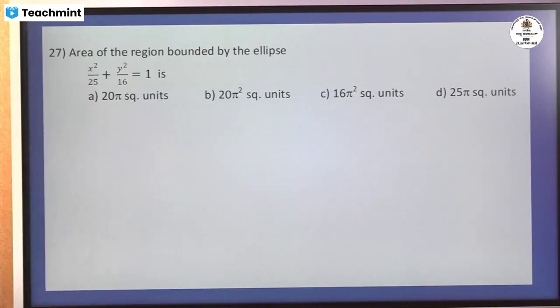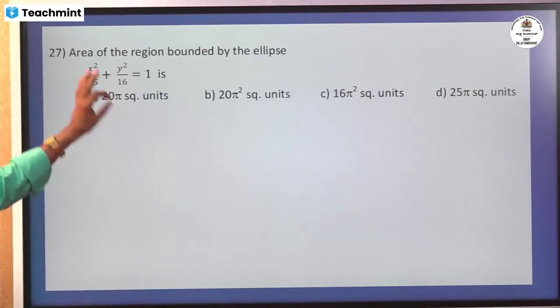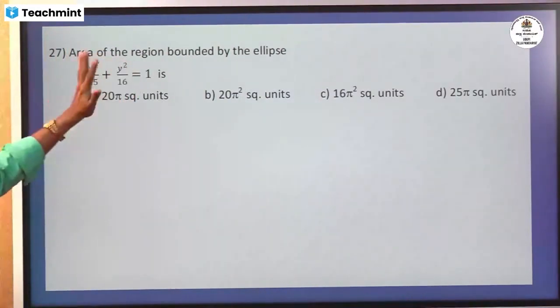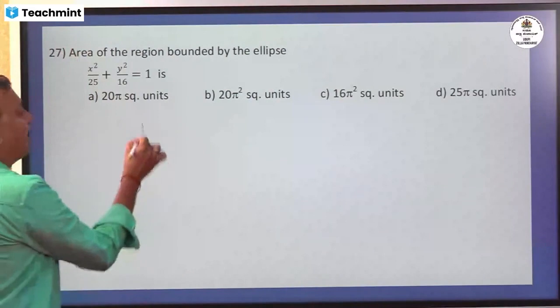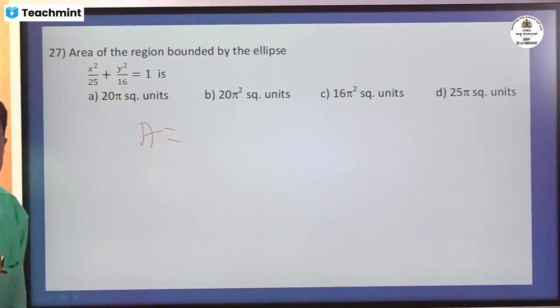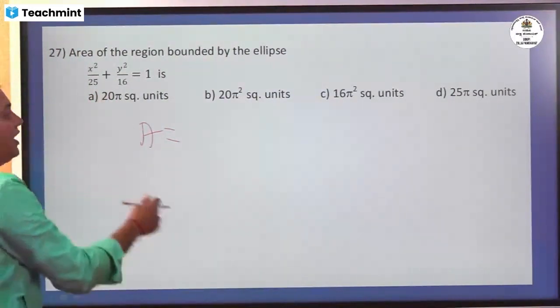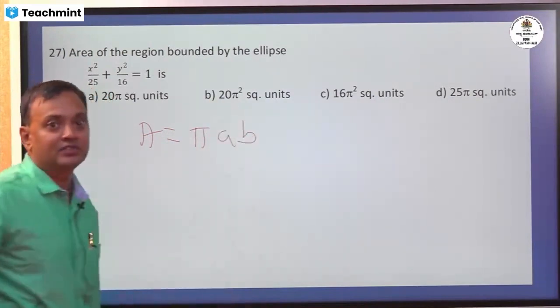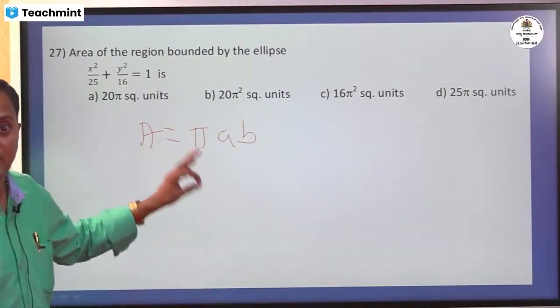Next, area of the region bounded by the ellipse. This is also a very simple question, from the integration chapter, application of integration. Area of the region bounded by the ellipse. Area formula: what is the area of the circle? If asked as an example for 5 marks, pi a square. What is the area of the ellipse? Ellipse is pi ab, because a circle is a particular case of an ellipse.